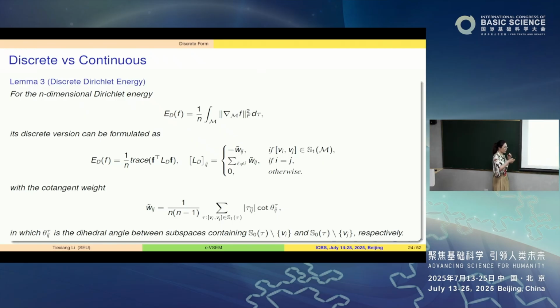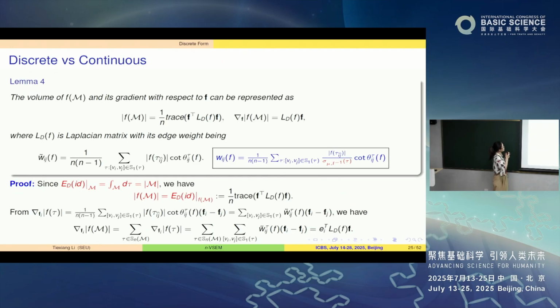Oh yeah, like the conformal map at the beginning. Okay, so go on. Let's see. So the volume, we can use the Dirichlet energy to calculate something.